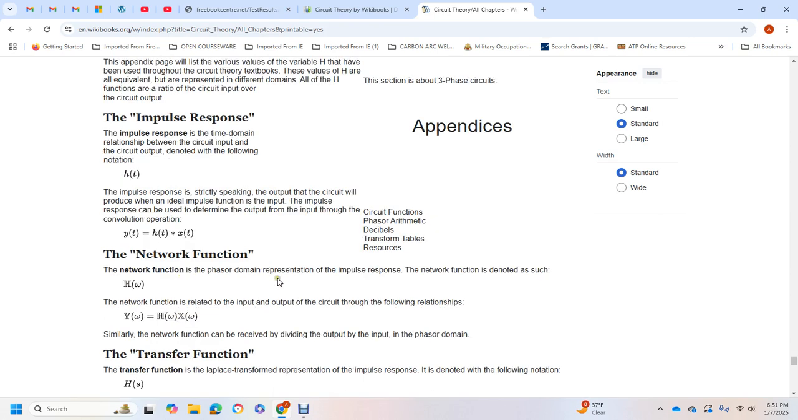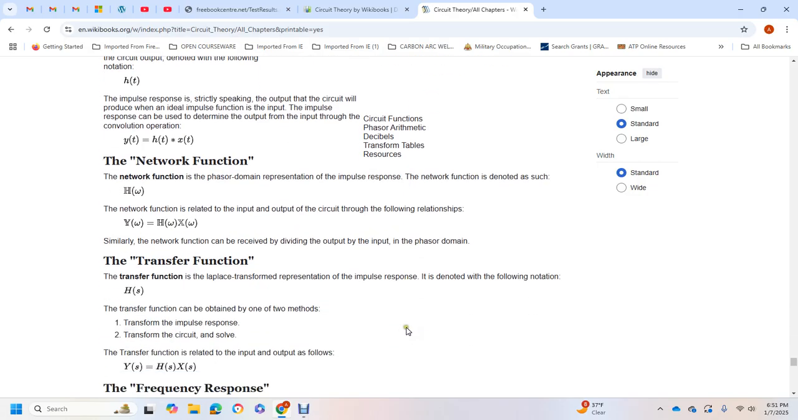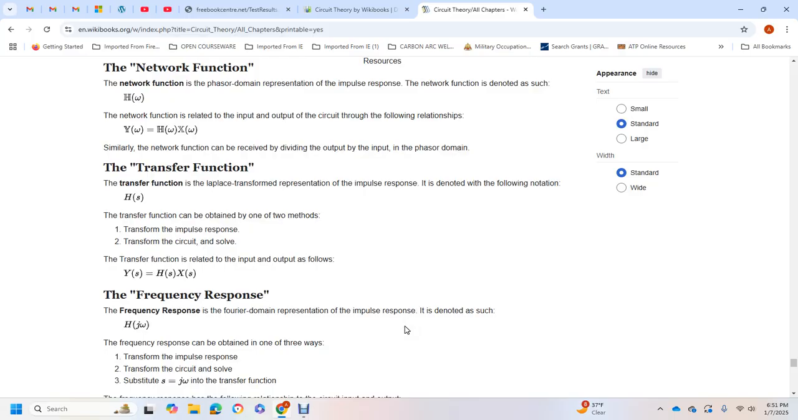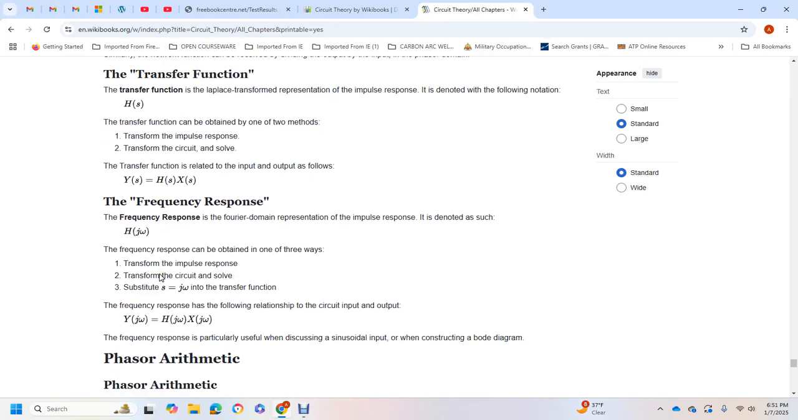Network function. The network function is the phasor domain representing the impulse response of the network. The network function is related to the circuit's input and output through the following relation: the network function is found by dividing output by input in the phasor domain. Transfer function. The transfer function is the Laplace transform representing the impulse response, denoted with the following notation. The transfer function can be found by transforming the impulse response of the circuit or by solving the circuit, and it is related to the input and output as follows.